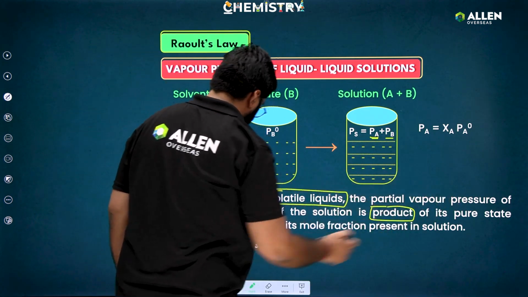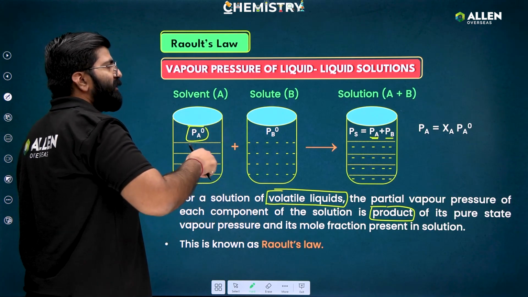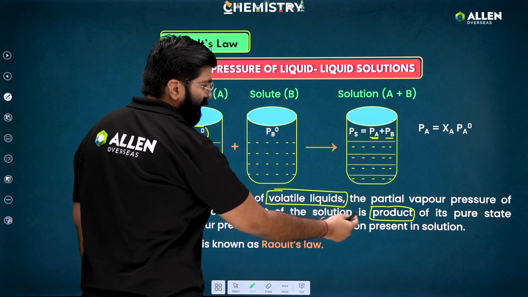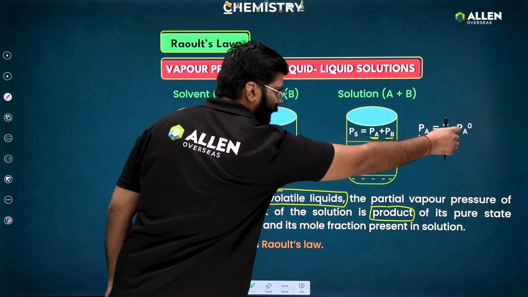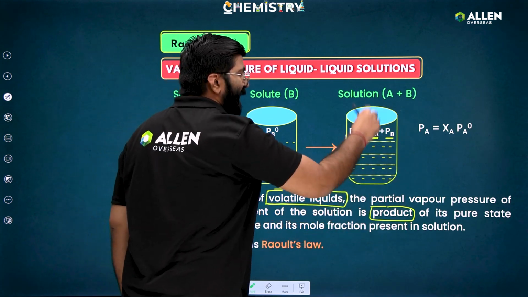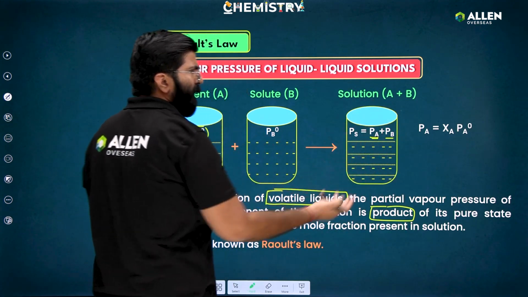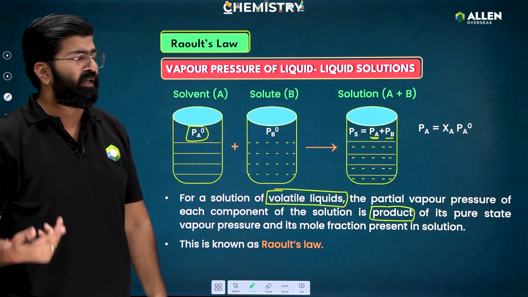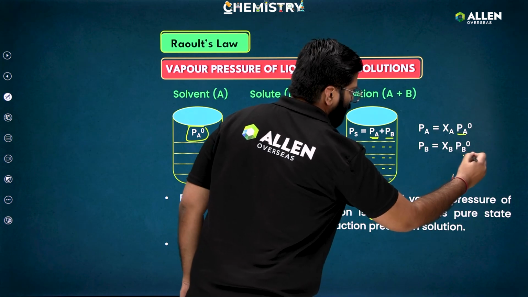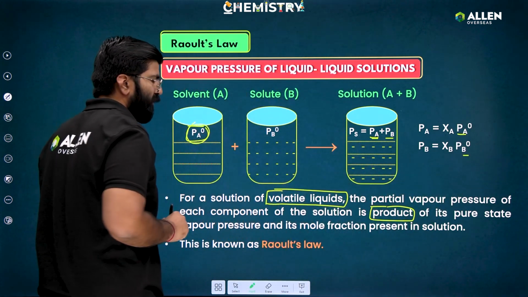The partial vapor pressure of each component, let's assume component A, of the solution is the product of its pure state vapor pressure and its mole fraction present in the solution. So it means that we can also write PB. Yes, PB will be equal to XB times PB naught, which we understood in detail.